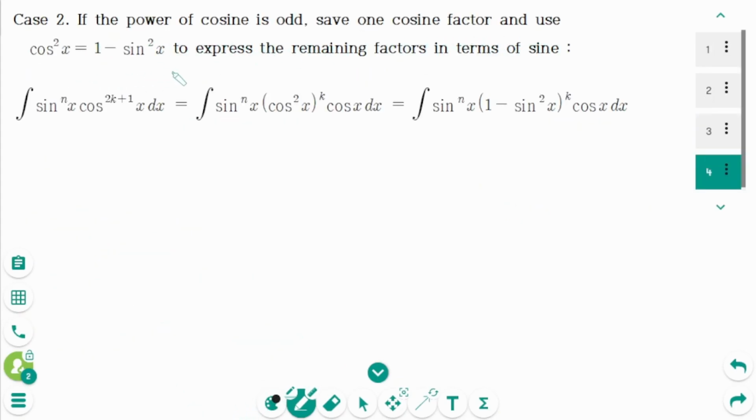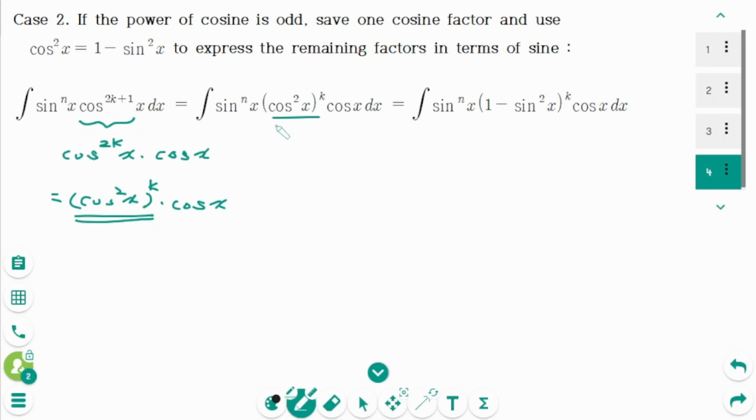Case 2. If the power of cosine is odd, we can rewrite cosine to the power of 2k x as cosine to the power of 2k times cosine x. Then cosine squared x to the power of k times cosine x. So this part stays here, then this is saved for du.